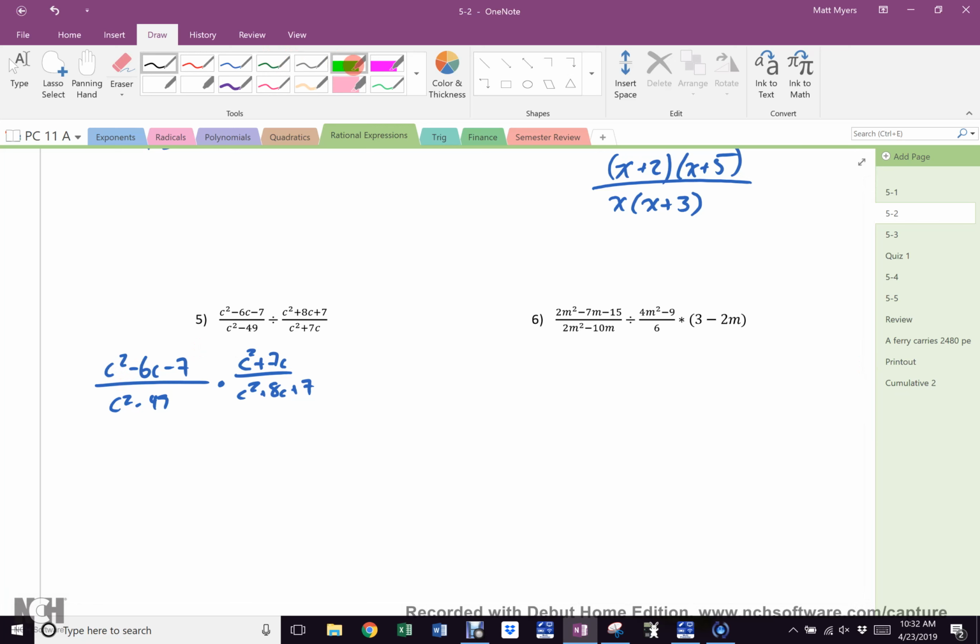How do I factor this? What is it? C plus 7. C minus 1. What's this?